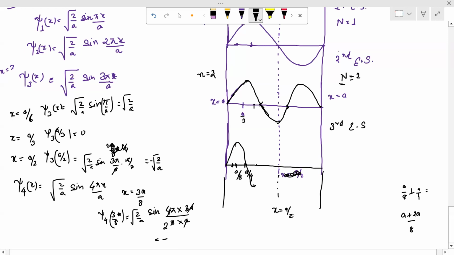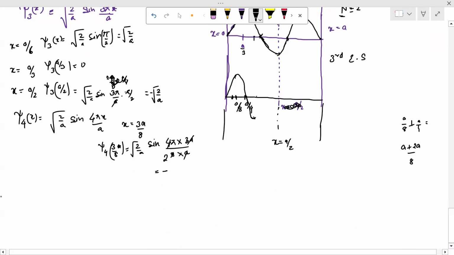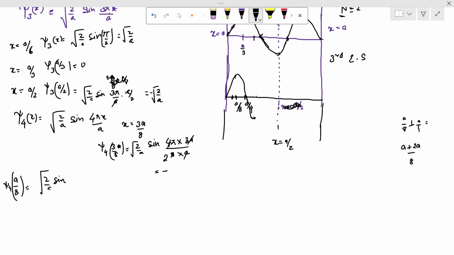And then again, what will happen at x equal to a by 2? At x equal to a upon 2, a cancels. So sine will come out as 0, I think. Just think about it. I want to really make it to perfection. So a upon 8 is fine. I'm making it again. At a upon 8, what would be psi 4? Psi 4 at a upon 8 will be simply root over 2 upon a sine of 4 pi a upon 8, and this is a. So a cancels a, and the sine gives you root over 2 upon a.